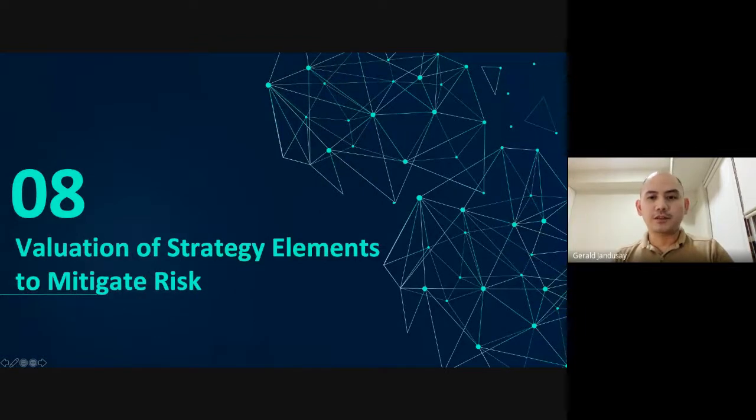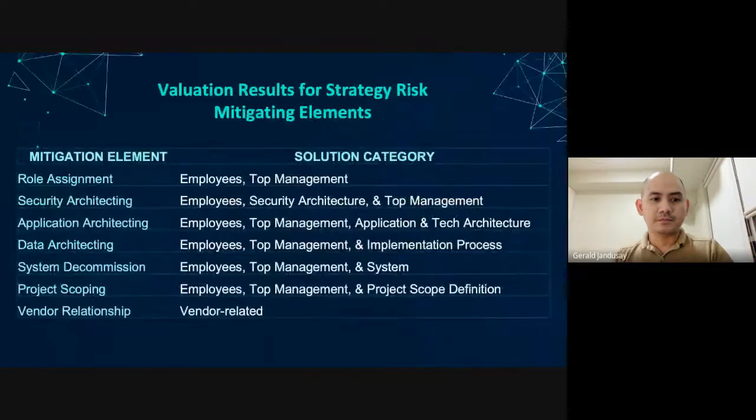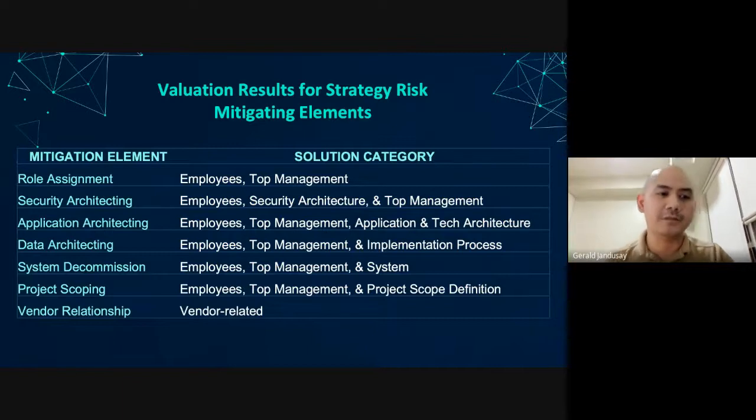Okay, so we move on to the evaluation results. So if we have identified the risk, we should have a mitigation for that risk. One that was identified was the role assignment. In this role assignment, two types of solution categories were identified. So we have to focus on the employees as well as the top management in order to mitigate this risk.